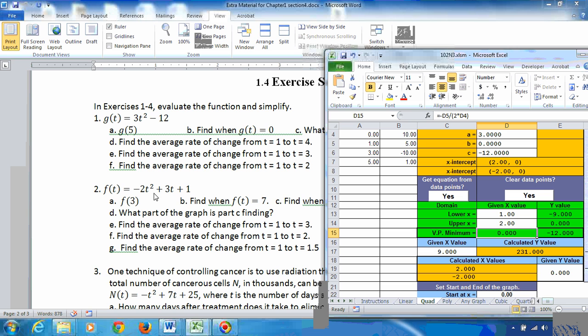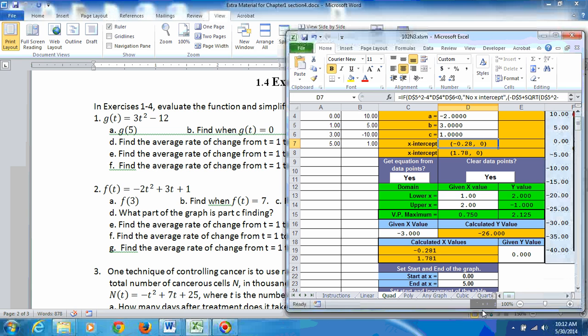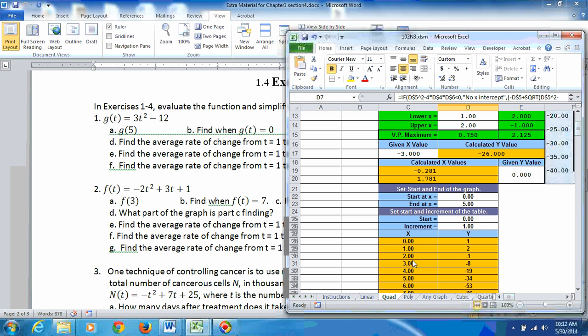So let's do the next one. Put in your coefficients, negative 2, 3, and 1. And then what is f of 3? Well, I'll tell you what, so I don't ruin my formula, I'll show how to type it again. But I could do this, just say, let's put in a whole bunch of values down here. Start, like do a whole table. And here's the value at 3.